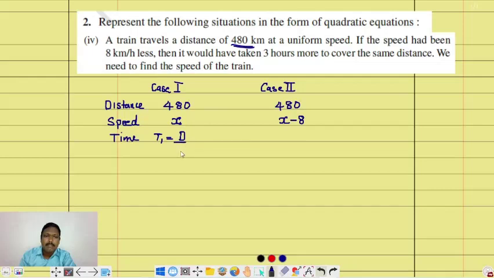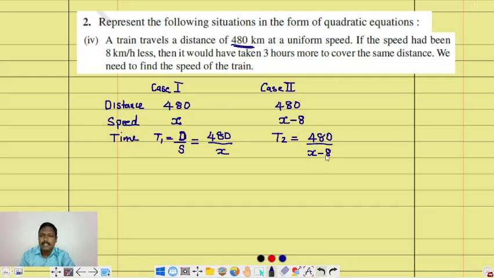Distance divided by speed. So time is equal to distance by speed. The distance is here 480 and the speed is here x. So we got 480 divided by x as t1. Now from here we can find t2. That also, distance is 480 divided by the speed, which is here x minus 8.